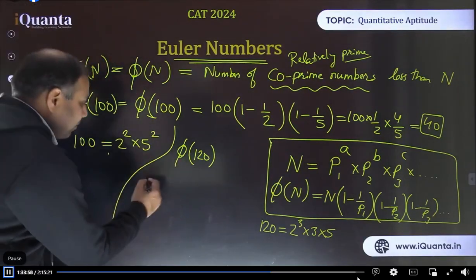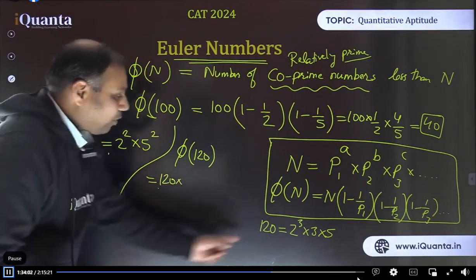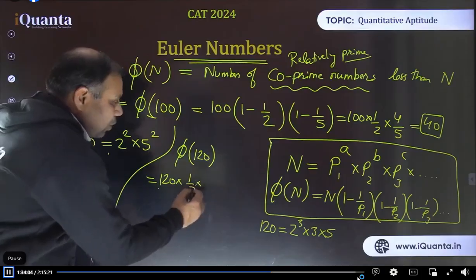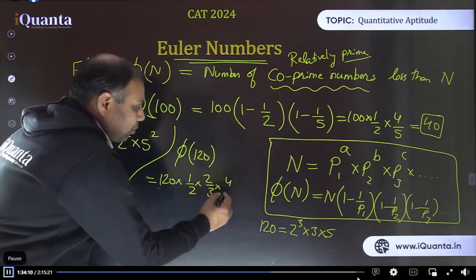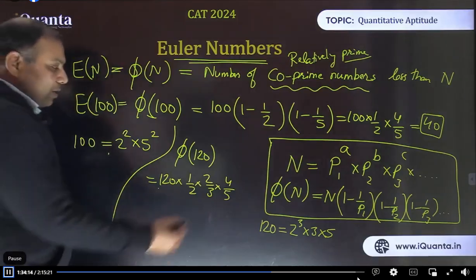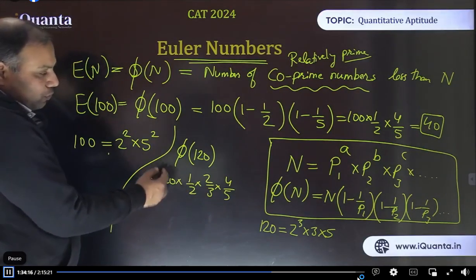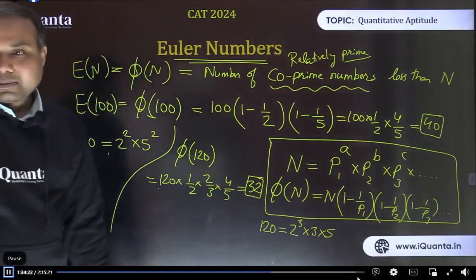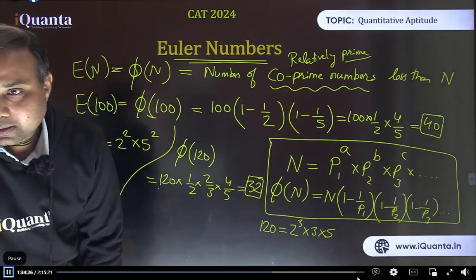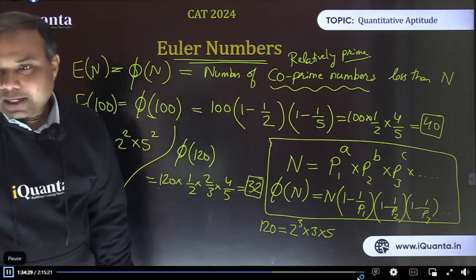So the value comes out to be 120 into 1 minus 1 by 2, that is 1 by 2, into 1 minus 1 by 3, which is 2 by 3, and finally 1 minus 1 upon 5, which is 4 by 5. Right? This you can very easily find out. 5 is 15 into 30, 30 makes and 4, 4 4s are 16 and 2, 32. So 32 is the value here. Right? Yes. So basically you understood the process how we have to calculate this value of phi.